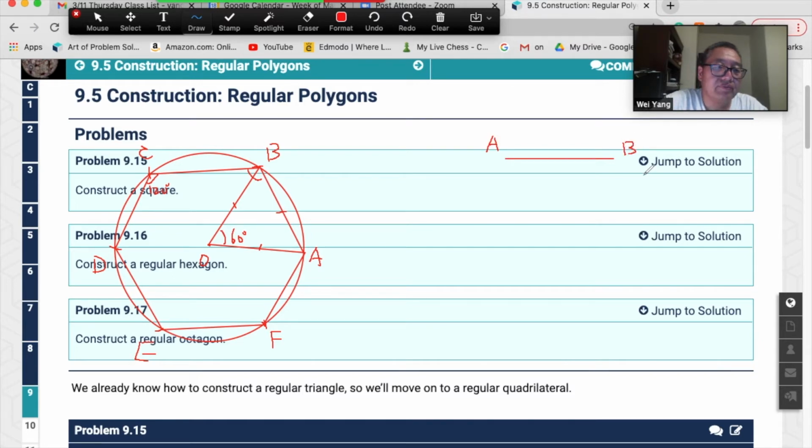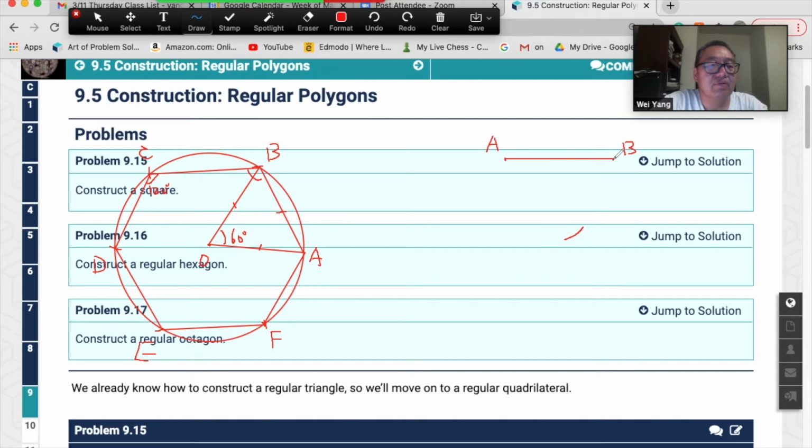Now, do you know how we can draw an equilateral triangle? Use this side as one side. You just use point A as a central point and use the length of AB as a radius. Then you draw a little arc. You don't need to draw a whole circle. Suppose you draw here, right?